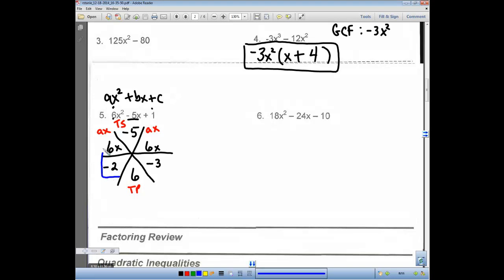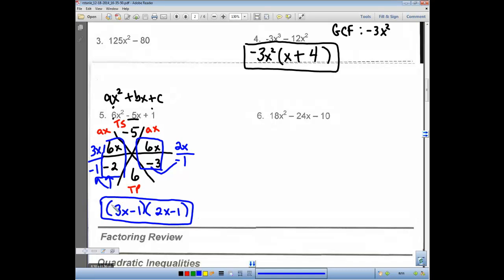So let's reduce these two fractions right here. In the first one, 2 goes into 6 3 times. 2 goes into negative 2 negative 1 times. The negative sign has to remain on the bottom. In the second one, 3 goes into 6x 2 times. 3 goes into negative 3 negative 1 times. The negative has to stay on the bottom. I did not take out a GCF. The two factors are 3x minus 1 and 2x minus 1.